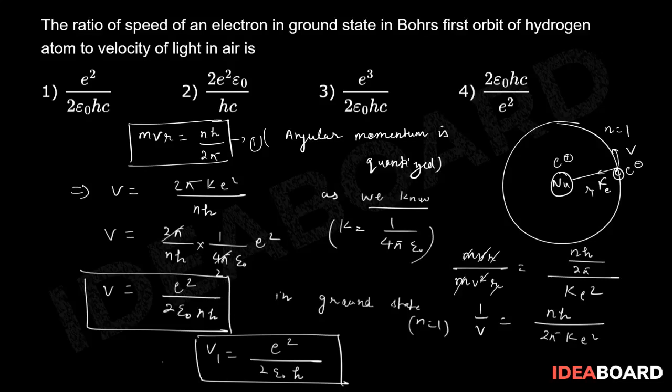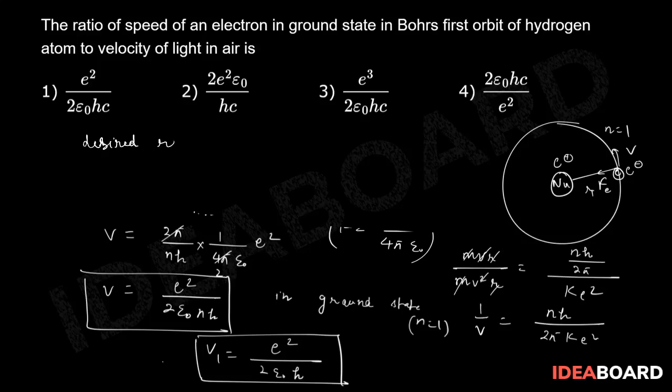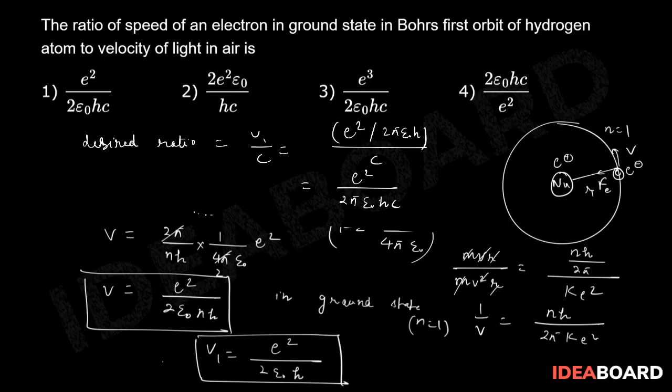Perfect. So now they are asking the ratio of v1 with c. So simply, let me write it down here. The desired ratio is equal to v1 upon c. Value of v1 is going to be e square upon 2 epsilon naught into h divided by c, which can be written as e square upon 2 epsilon naught into hc. Okay, this is our desired ratio.